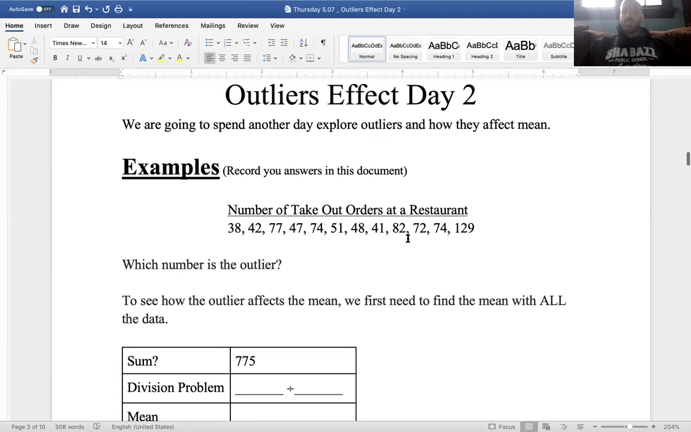So these are the number of takeout orders at a restaurant, same data we looked at on Tuesday. Which number is the outlier? We said on Tuesday that the outlier was 129. We said maybe because of the coronavirus closures is why they're getting more takeout orders on this particular day.